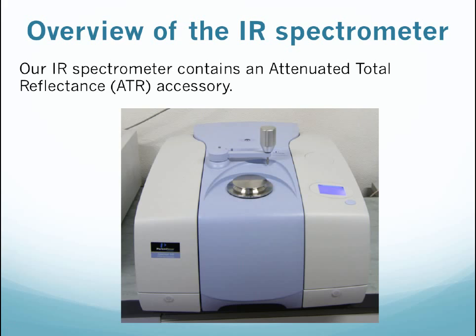Now what this attenuated total reflectance does is it's designed in such a way that when light hits this crystal, at least one surface of this crystal allows that light to be reflected back into the instrument, which makes it very, very simple. And then all you have to do is just clean off the crystal with a little bit of solvent, and you're ready for a new sample.